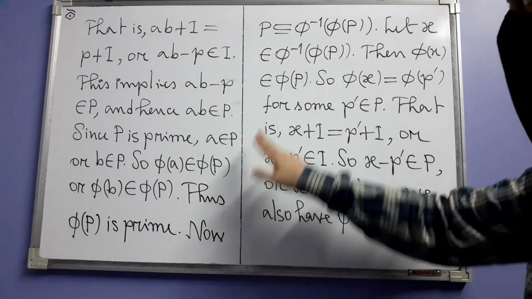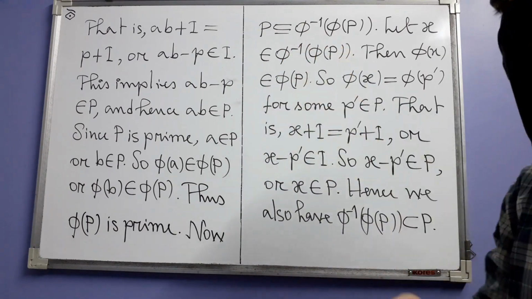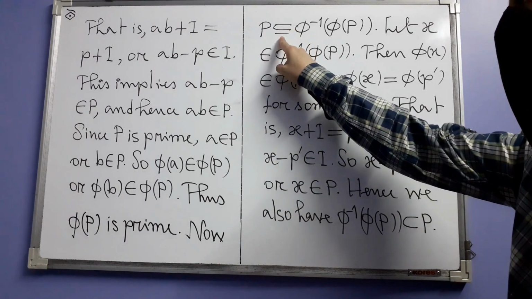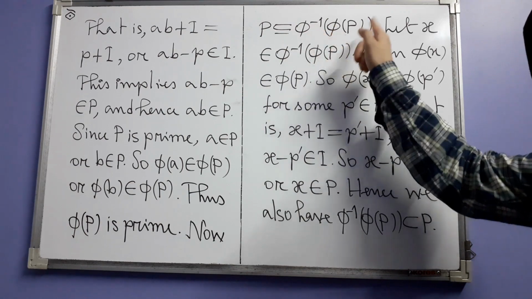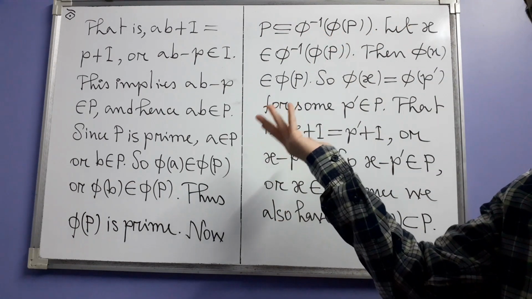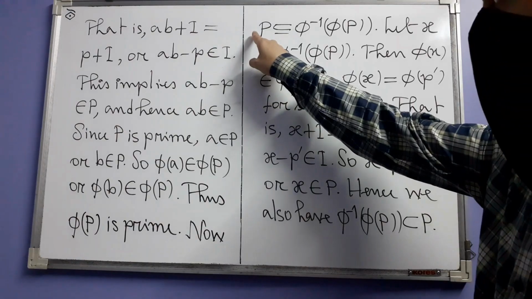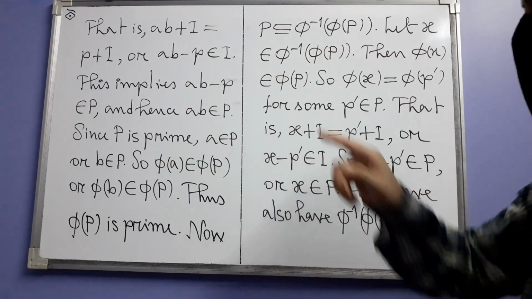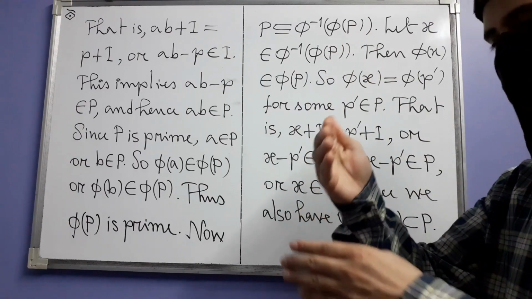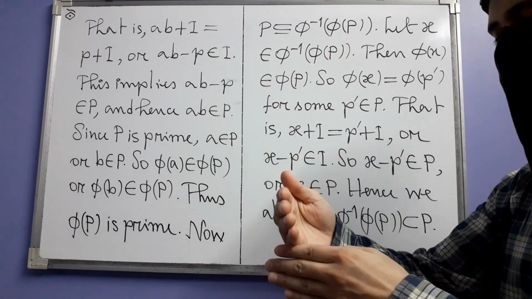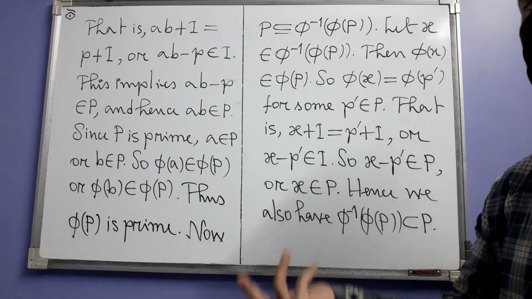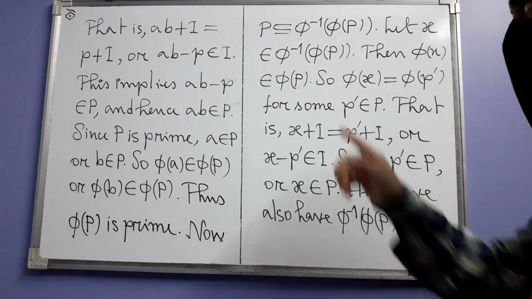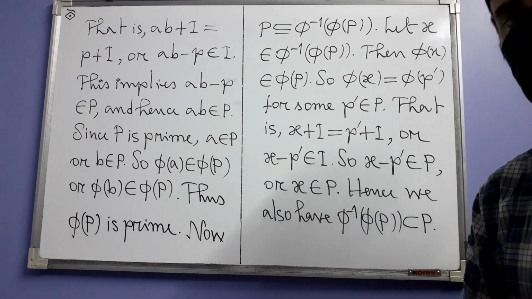Now you already have this containment from simple function theory, that P is always contained in phi inverse of phi of P. It's very easy to see why this is true. You take any element of P, calculate its phi image, obviously that is in phi of P. So that element by definition of inverse image would be contained in the inverse image of phi of P. That's it. So this is always true, but we want the reverse inclusion to be true as well.